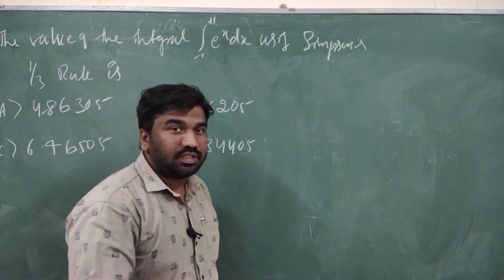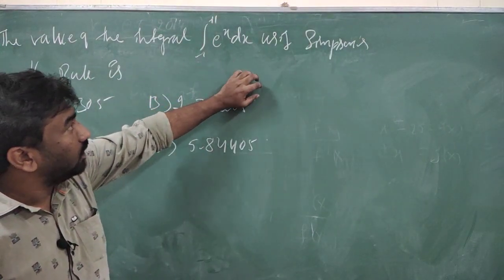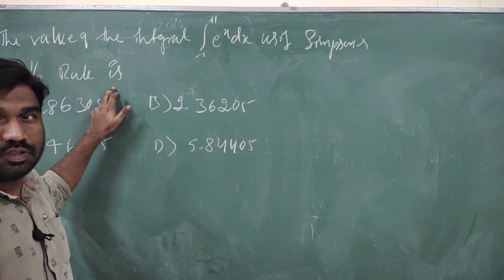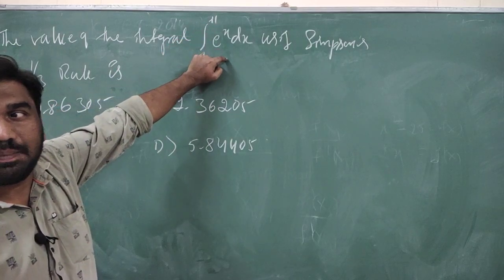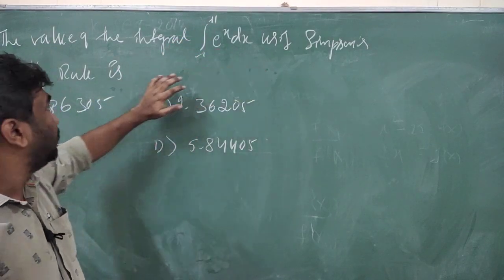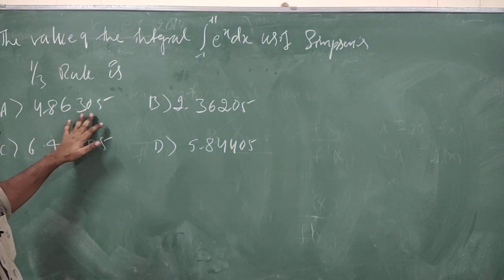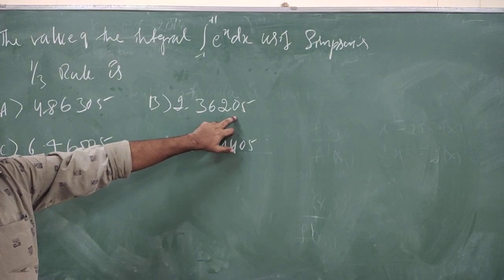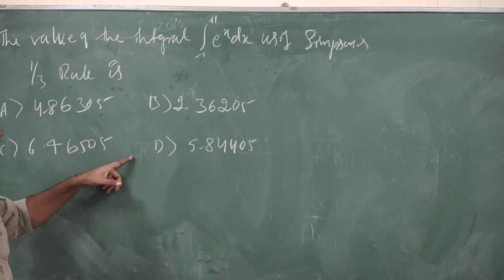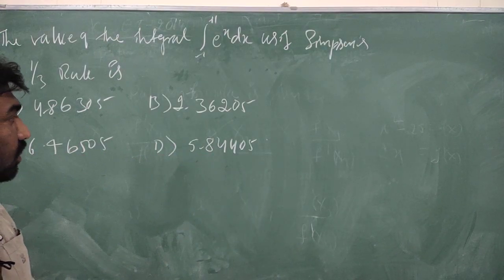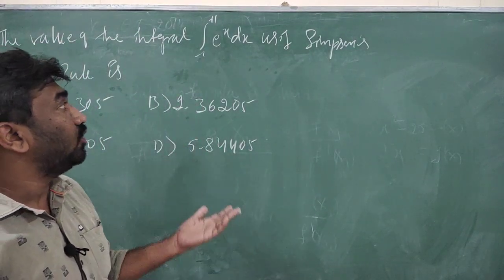And next is question number 2. This question is framed from the concept of Simpson's 1 by 3rd rule. The question is like this: the value of the integration from -1 to +1 of e power x dx using Simpson's 1 by 3rd rule is, the options are: A 4.86305, B 2.36205, C 6.46505, and D 5.84405. See, here they have not given any intervals.